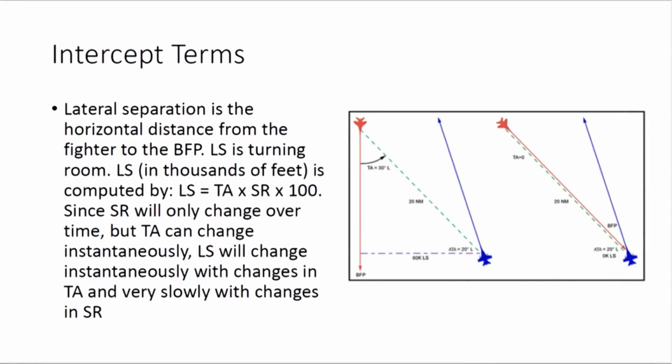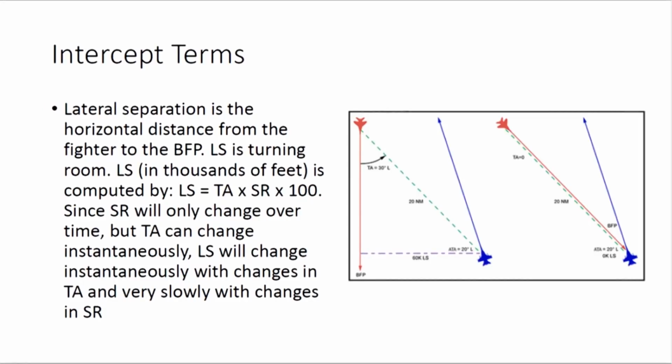Another important term in the intercept is lateral separation. Lateral separation is the horizontal distance from the fighter to the bandit's flight path. Lateral separation is turning room. The formula for lateral separation is target aspect multiplied by slant range multiplied by 100. So if we're looking at the diagram there on the left, you can see that our target aspect is 30 degrees. Our slant range is 20 nautical miles. And that gives us a lateral separation of 60,000 feet, or 10 miles.